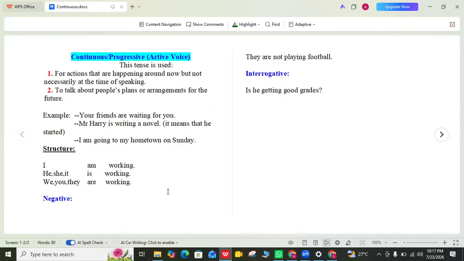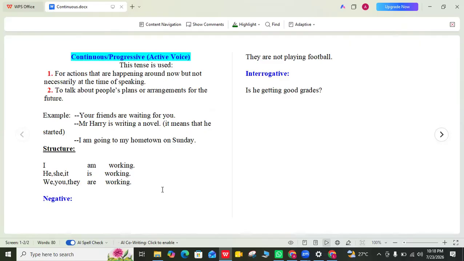So now we come to the structure. Here we add the helping verb is, am, or are. With I, you will add am. With he, she, it, or a singular noun, you will add is. And with we, you, they, and a plural noun, we use are.